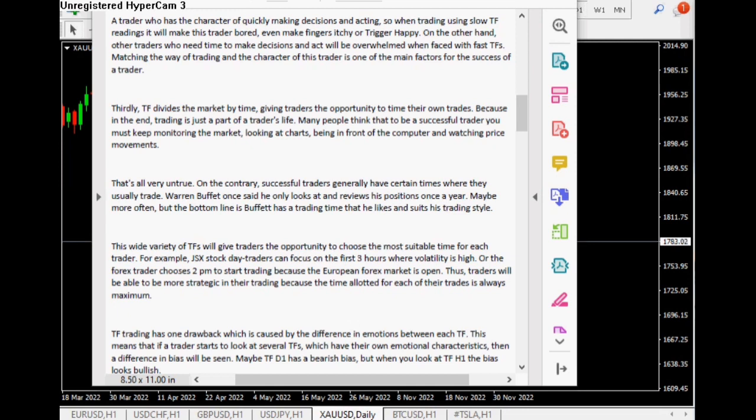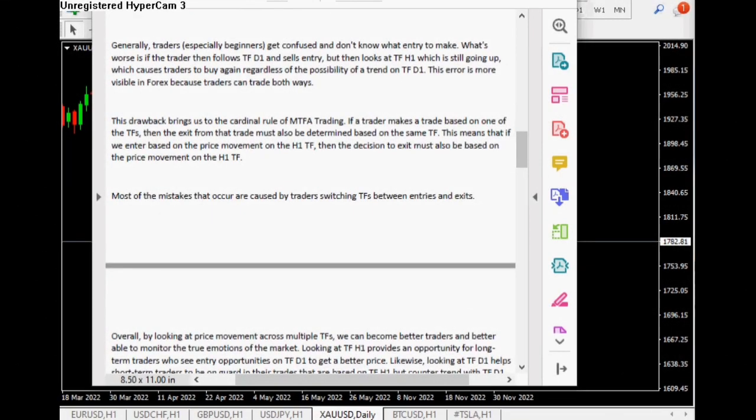This means that if a trader starts to look at several TFs, which have their own emotional characteristics, then a difference in bias will be seen. Maybe TF D1 has a bearish bias, but when you look at TF H1 the bias looks bullish. Generally, traders, especially beginners, get confused and don't know what entry to make. What's worse is if the trader then follows TF D1 and sells, but then looks at TF H1 which is still going up, which causes the trader to buy again regardless of the trend on TF D1. This error is more visible in forex because traders can trade both ways.